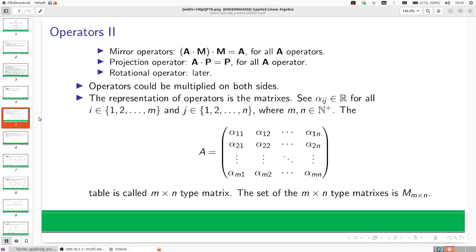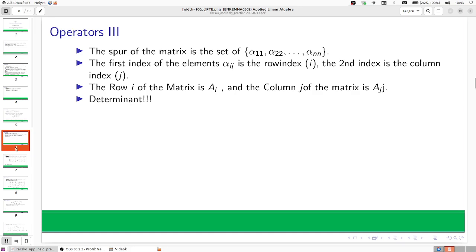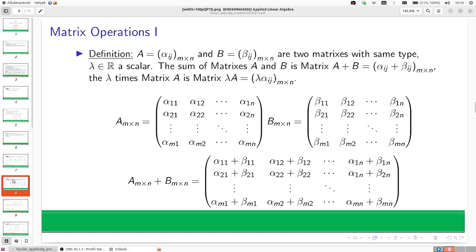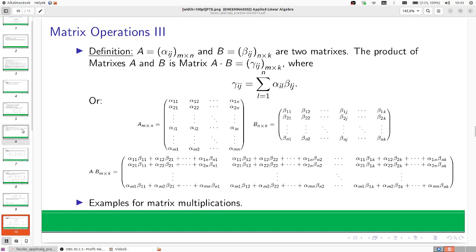Mirror operators are signed by M and not T. The T is a Hungarian word. So let's go to the new stuff.